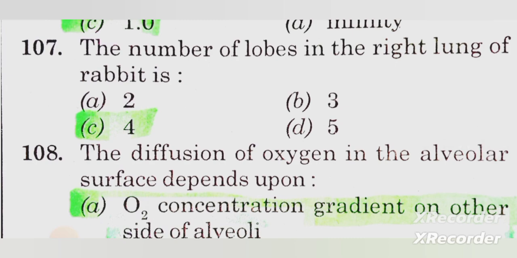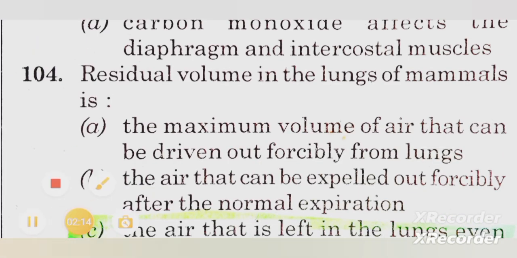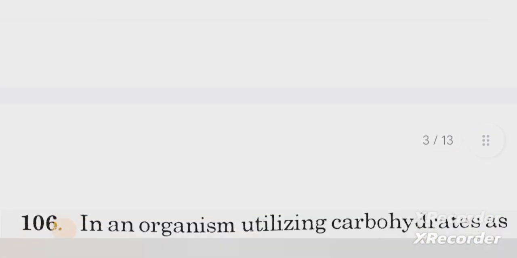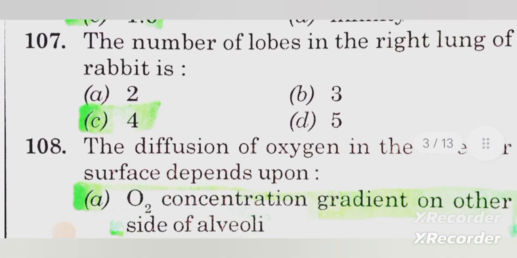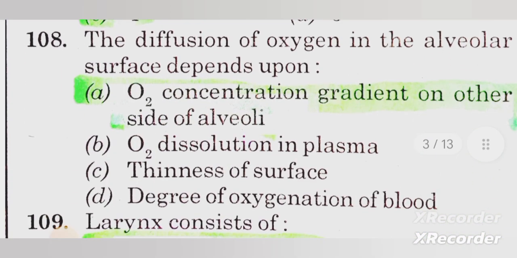Next, 107. The number of lobes in the right lung of rabbit is. Answer 4. Next, the diffusion of oxygen in the alveolar surface depends upon. Answer A. Oxygen concentration gradient on either side of alveoli.